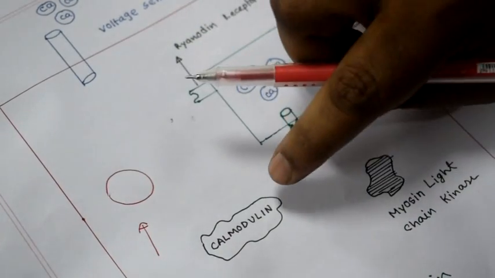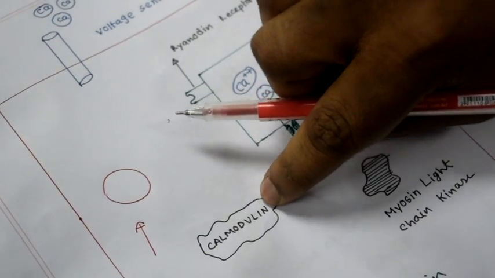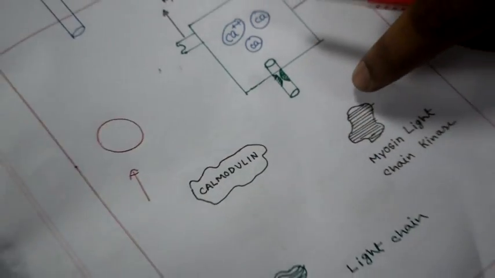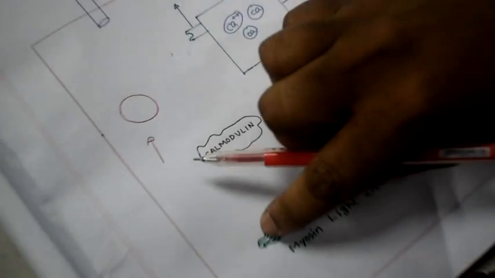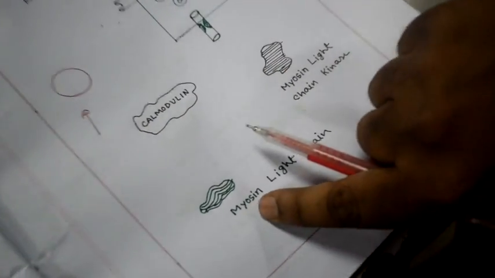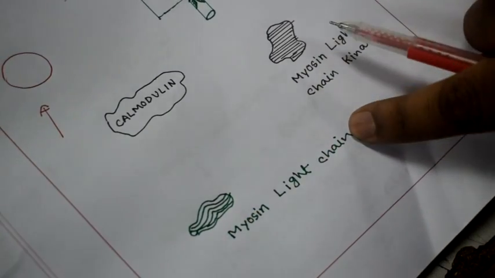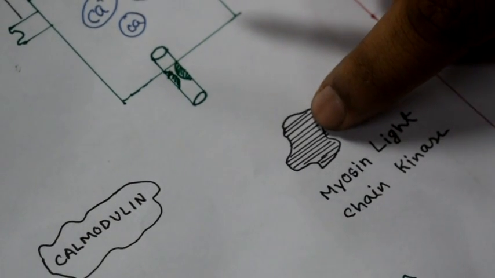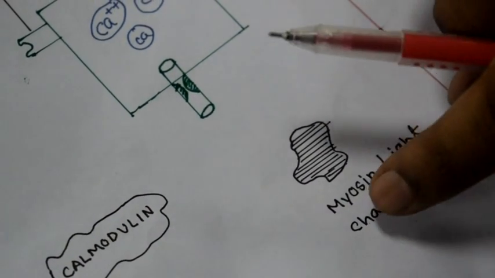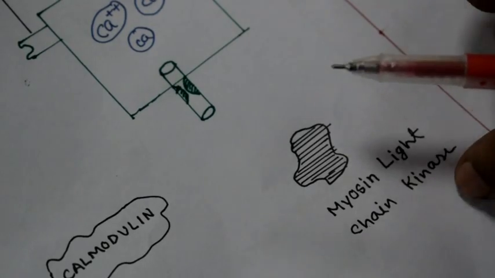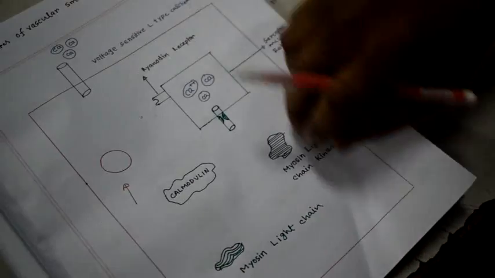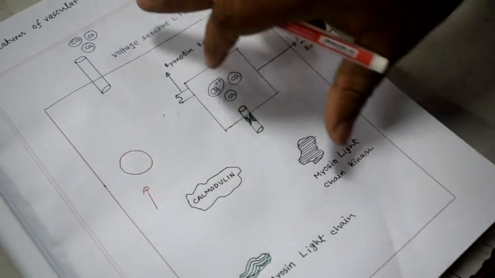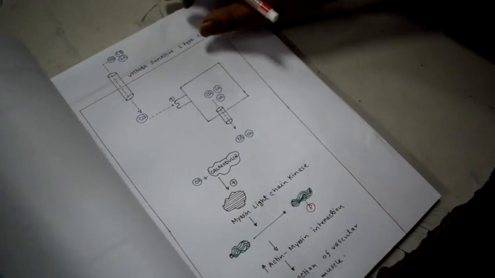In the cytoplasm we have three other important proteins. One protein, this black protein, is calmodulin. There is another important protein called myosin light chain. You can see this is a green protein called myosin light chain, and there is another important enzyme located in the cytoplasm of smooth muscle. This enzyme is called myosin light chain kinase. If you understand all these basic features of vascular smooth muscle, now we can proceed to how vascular smooth muscle contracts.